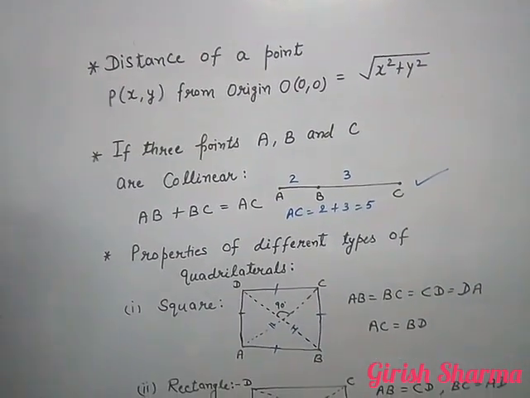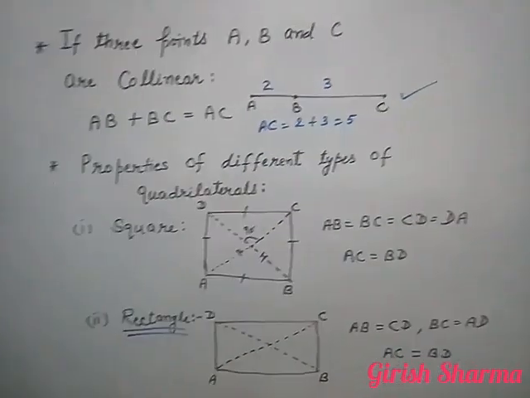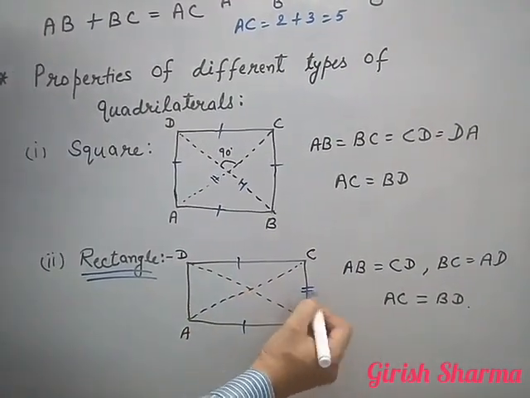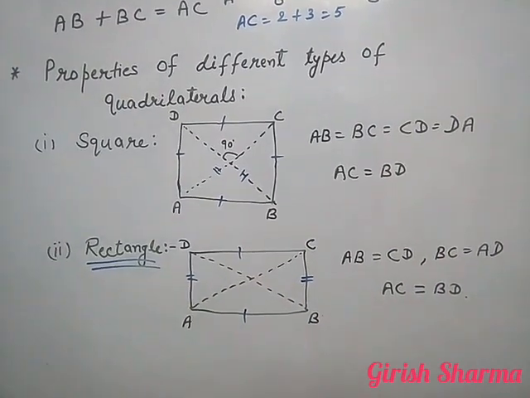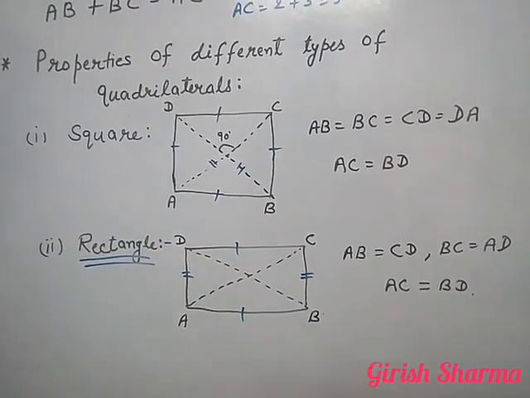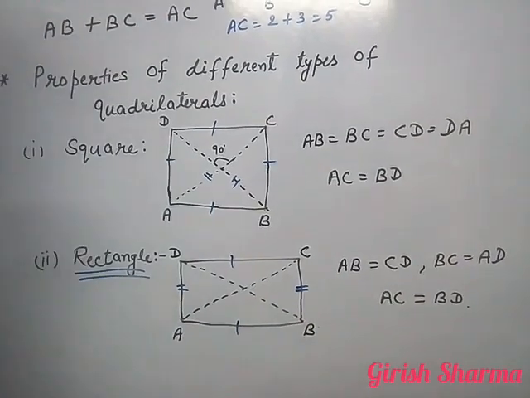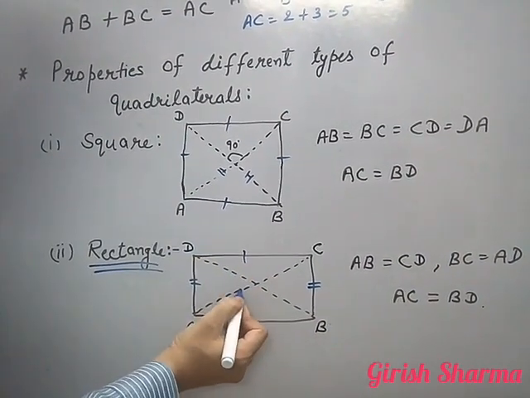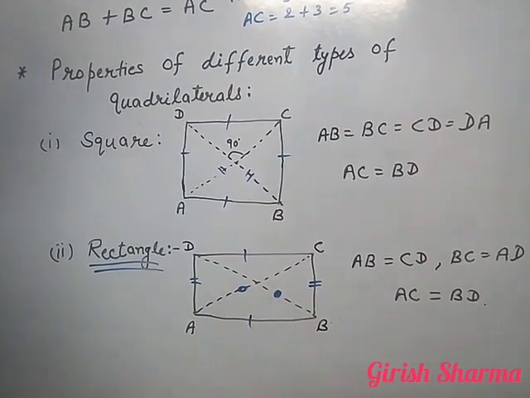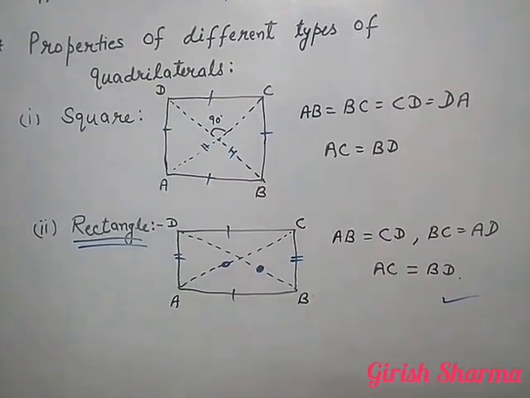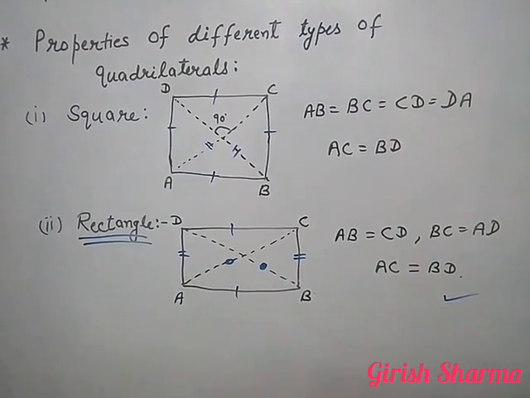Now come to the property of a rectangle. In a rectangle, what do we know? Opposite sides are equal. These two opposite sides are here: AB equal to CD and BC equal to AD. And we know the property that AC is equal to BD. This is the property of these two. Then we will come to the next quadrilateral.